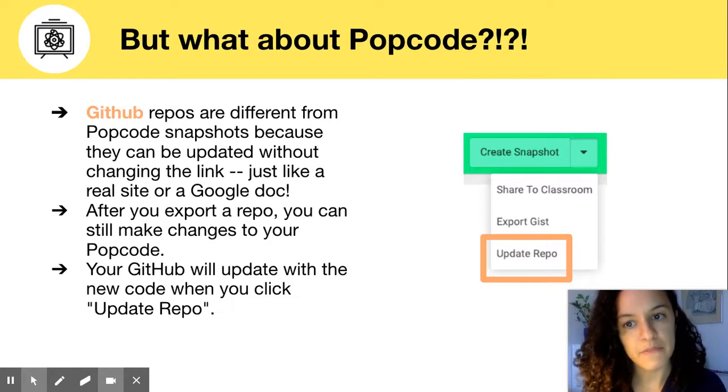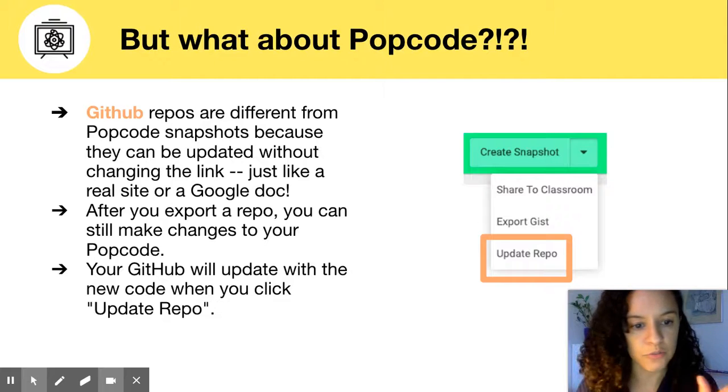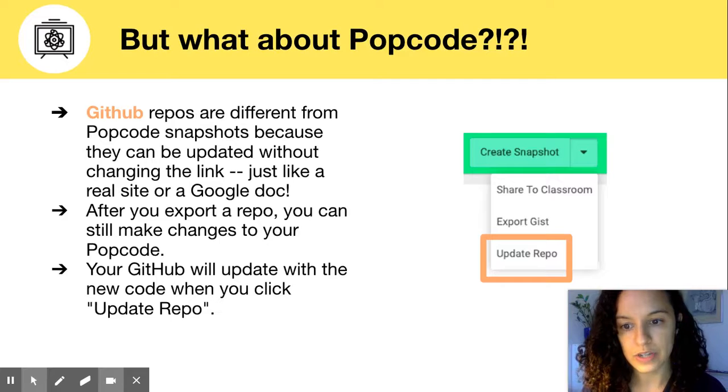So GitHub repos are different from Popcode snapshots because they can be updated without changing the link, just like a real website or Google Doc. So you might have run into this: you have to change the link when you're updating Popcode. You won't have to do that with this GitHub repo. After you export a repo, you can still make changes to your Popcode. Your GitHub will update with the new code when you click Update Repo.